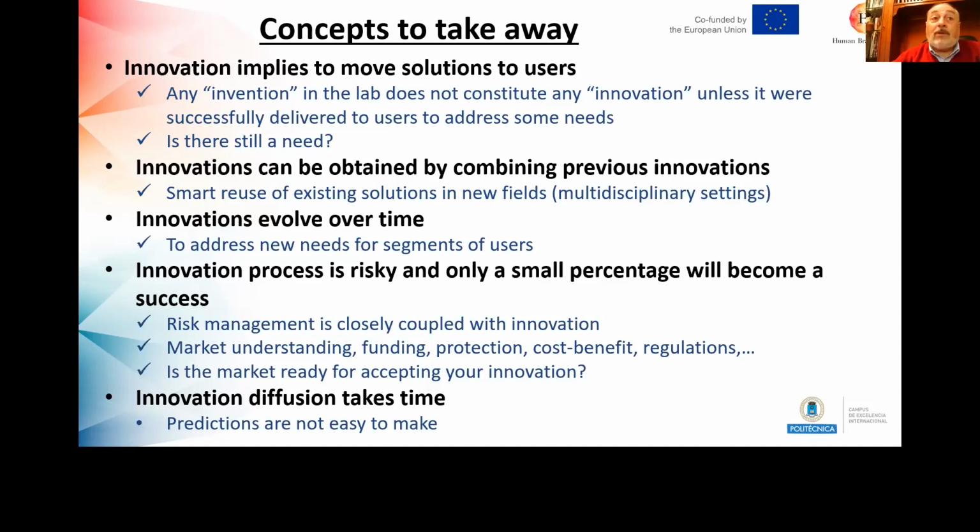Then you will need to have risk management coupled with innovation management. Tomorrow we will explain a little bit about that. And then you need also to consider different types of risk sources. Market understanding, not good. Funding was not enough. Protection was not considered. Cost benefits, not enough to attract people. Regulations, they have not changed, at least not at the speed you were hoping for. And then at the end, innovation diffusion takes time. And you need also to have a perspective and a time horizon to be able to consider how your innovation would reach the market.